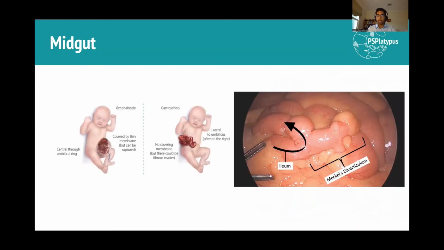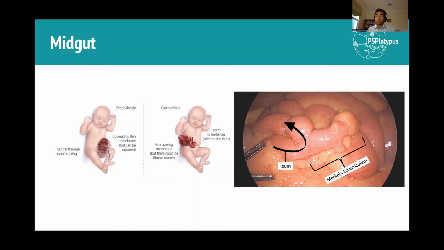So this is talking about omphalocele and gastroschisis. Sorry, I think I pronounced both of those wrong, but you get the idea. Then this is Meckel's diverticulum. There's something we call the rule of 2s: Meckel's diverticulum is usually 2 inches long, usually affects 2% of the population, and it's 2 feet away from the cecum. So this is in the ileum, and if you go another 2 feet along, you reach the cecum.